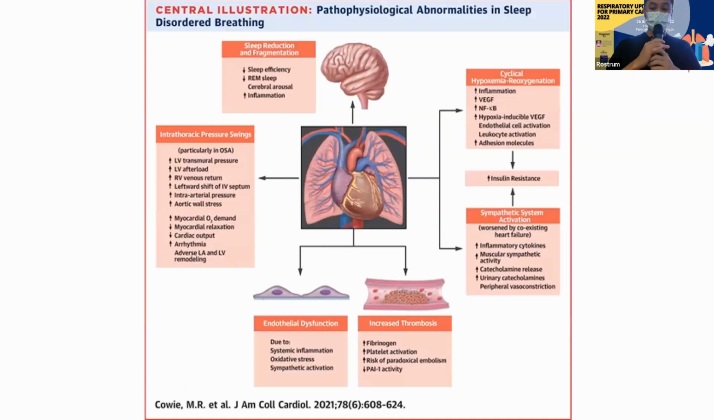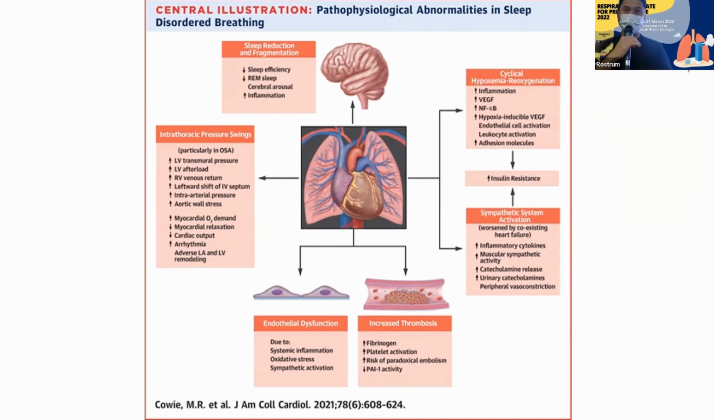So what happens in OSA? OSA disrupts this low physiological stress state, which involves the 6 main mechanisms associated with sleep disordered breathing, as illustrated in this slide, which are sleep reduction and fragmentation, intrathoracic pressure swings, hypoxemia-reoxygenation response, sympathetic system activation, endothelial dysfunction, and increased thrombosis.